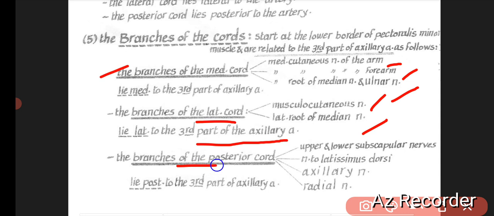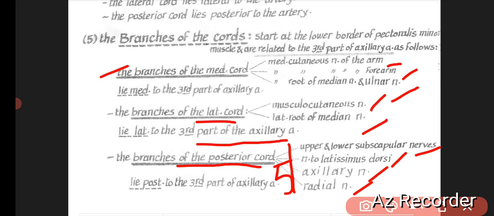And the branches from the posterior cord are the upper and lower subscapular nerve, nerve to latissimus dorsi, axillary nerve, and radial nerve. So, what are the five nerves here? Radial nerve, axillary nerve, nerve to latissimus dorsi, upper subscapular nerve, lower subscapular nerve. These are the five branches of the posterior cord.